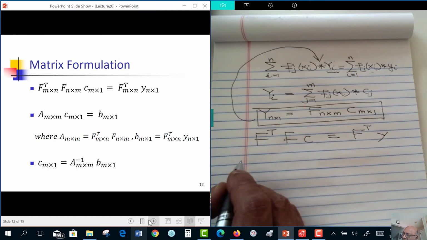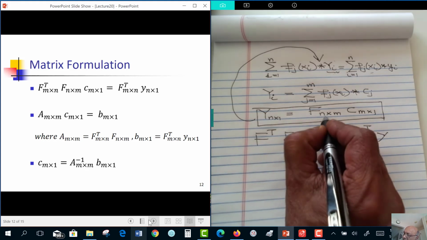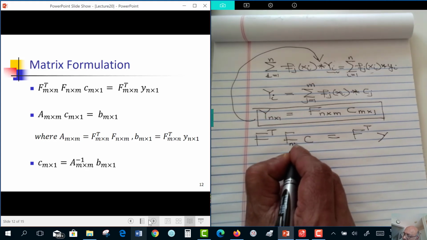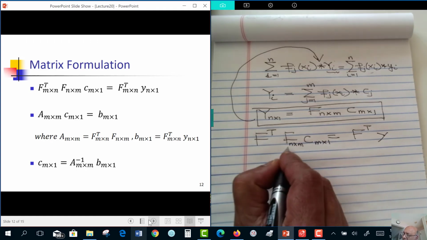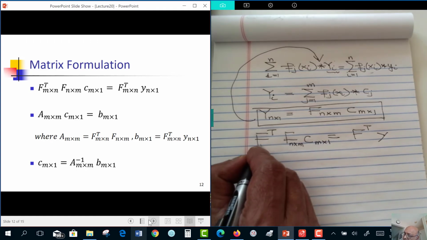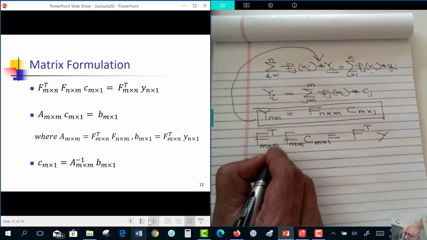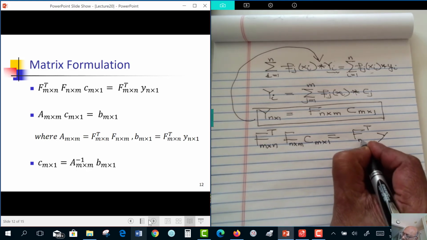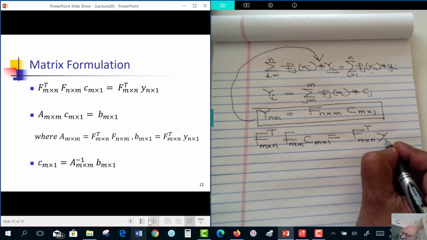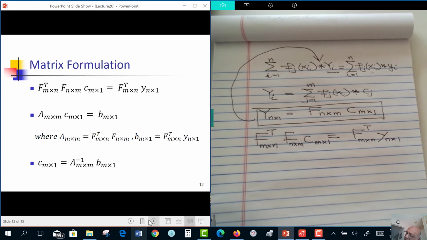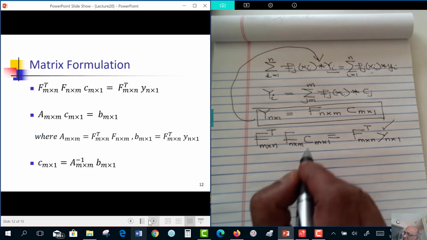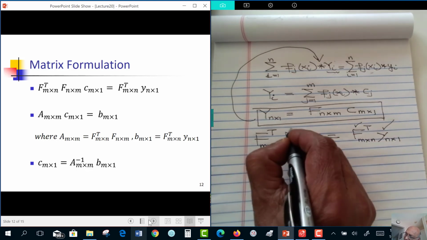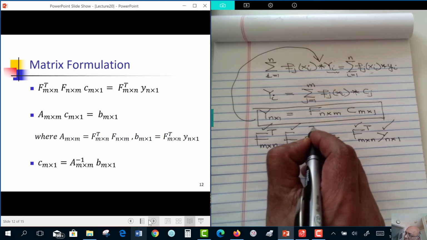Let's make sure all our sizes are okay. So this was n by m. This is m by 1. If it is n by m, its transpose would be m by n. So m by n, and this is n by 1. So remember, we know all the y data points. We know all the function values. So we know all of these. We want to find c.